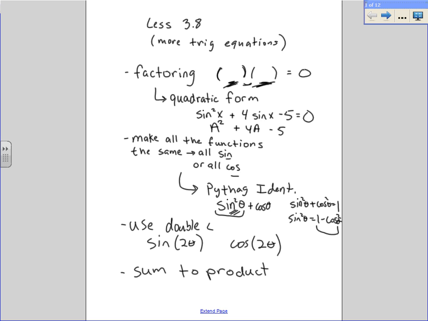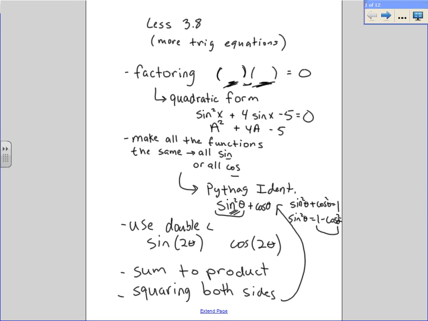Now, another strategy, and this one I try to avoid using, but sometimes it's the only thing that would work, and that would be squaring both sides of the equation. A lot of times you want to do this when you have a sine and a cosine, and you really can't figure out how to change the sine to cosine.